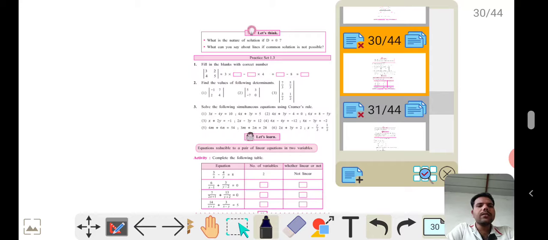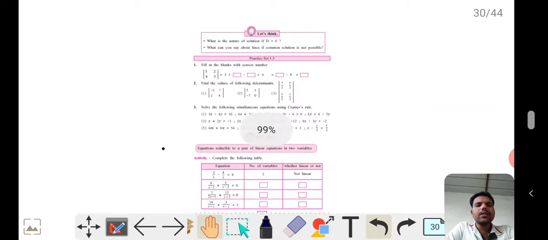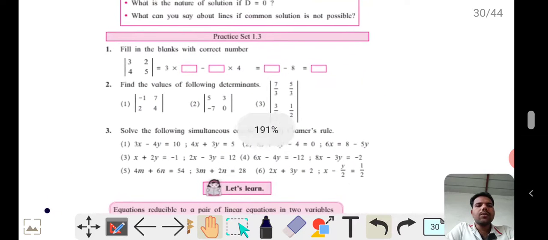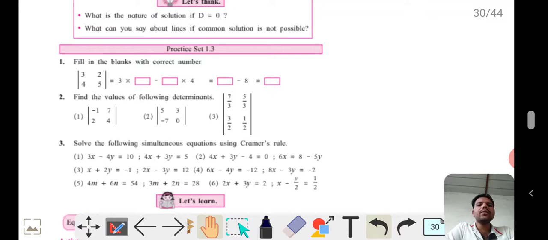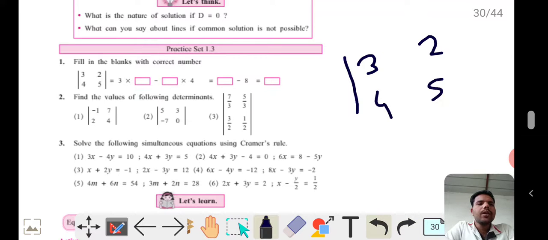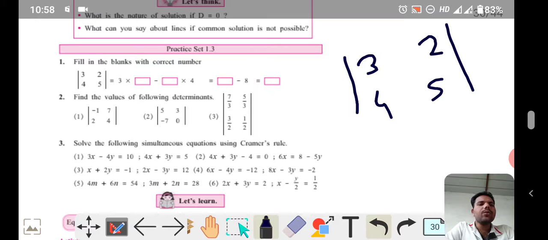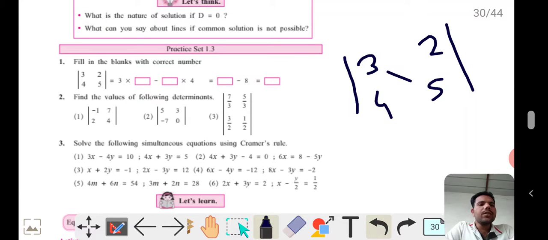Let's see the example from practice set 1.3. First, fill in the blanks with the correct number. Here the determinant has row values 3 2 and 4 5. If we want to solve this determinant, we just take the cross multiplication of these terms.